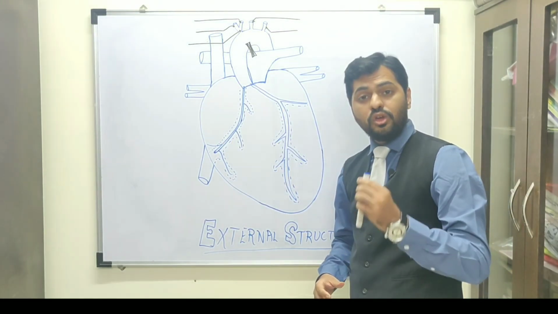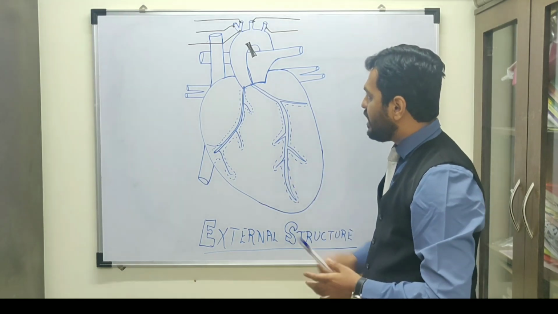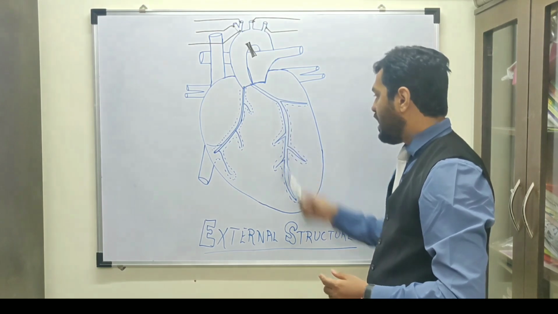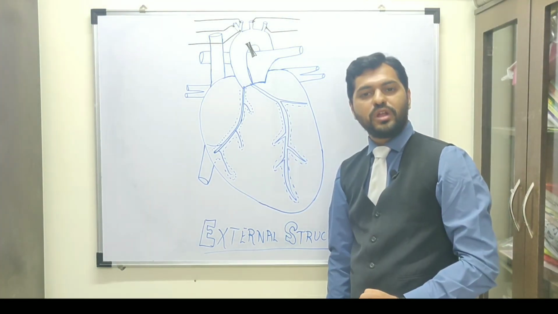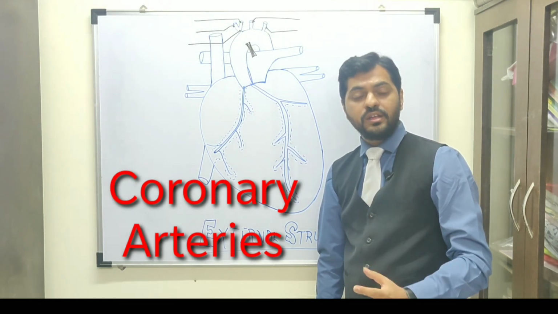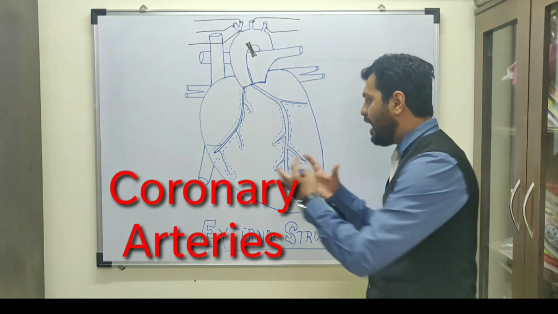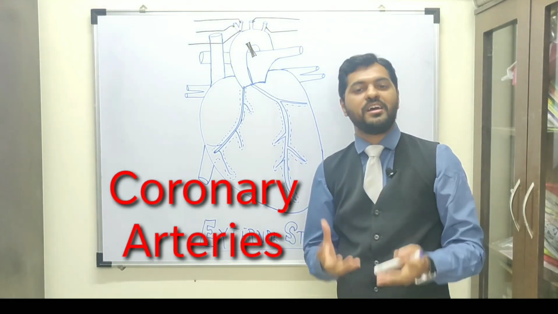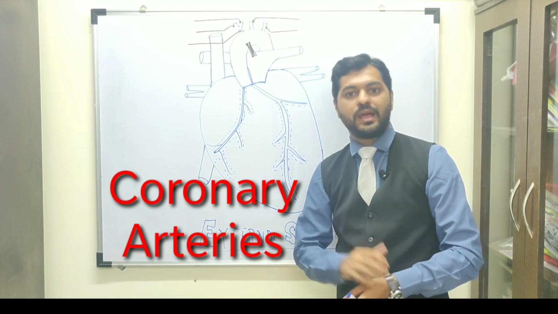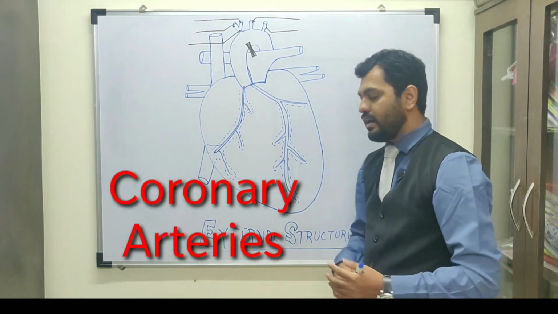In these sulci you observe certain structures which are branching out, arising mainly from the aorta. These structures are arteries known as the coronary arteries. These coronary arteries supply oxygenated blood to the heart muscles. Even the heart requires oxygen so that it can perform its metabolic activities, so the oxygenated blood is supplied by the coronary arteries.